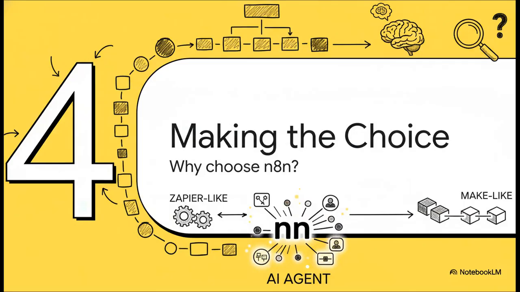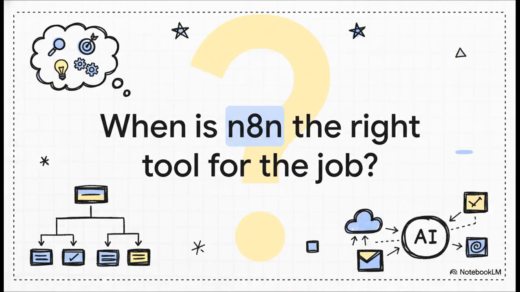So at this point, you might be thinking, hang on, what about other tools I've heard of, like Zapier or Make? And you're right, they're great tools, but they're built for different things. So let's talk about when n8n is specifically the right tool for your job. Picking the right platform is absolutely crucial. And it really just boils down to what you're trying to accomplish. In fact, we can pretty much figure it out with 4 simple questions.